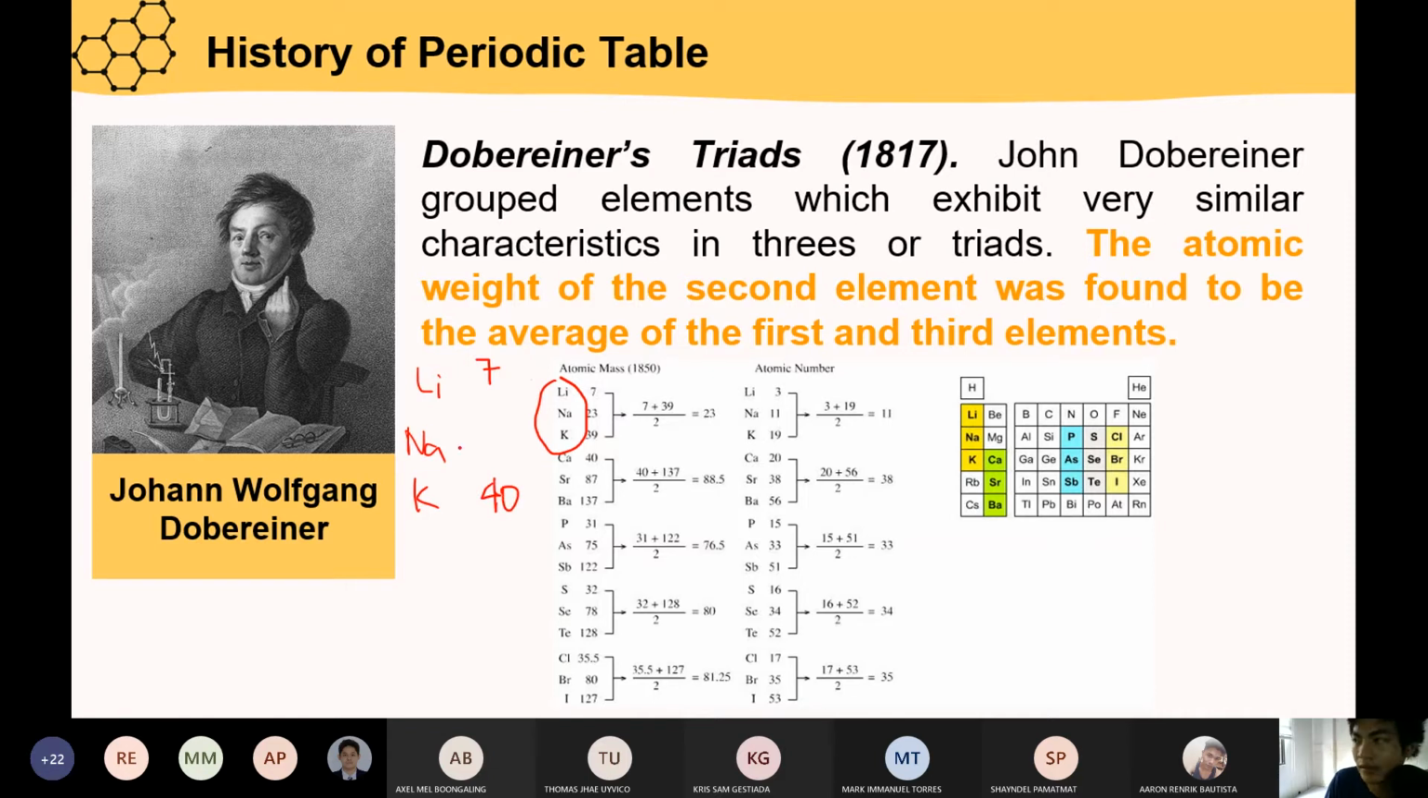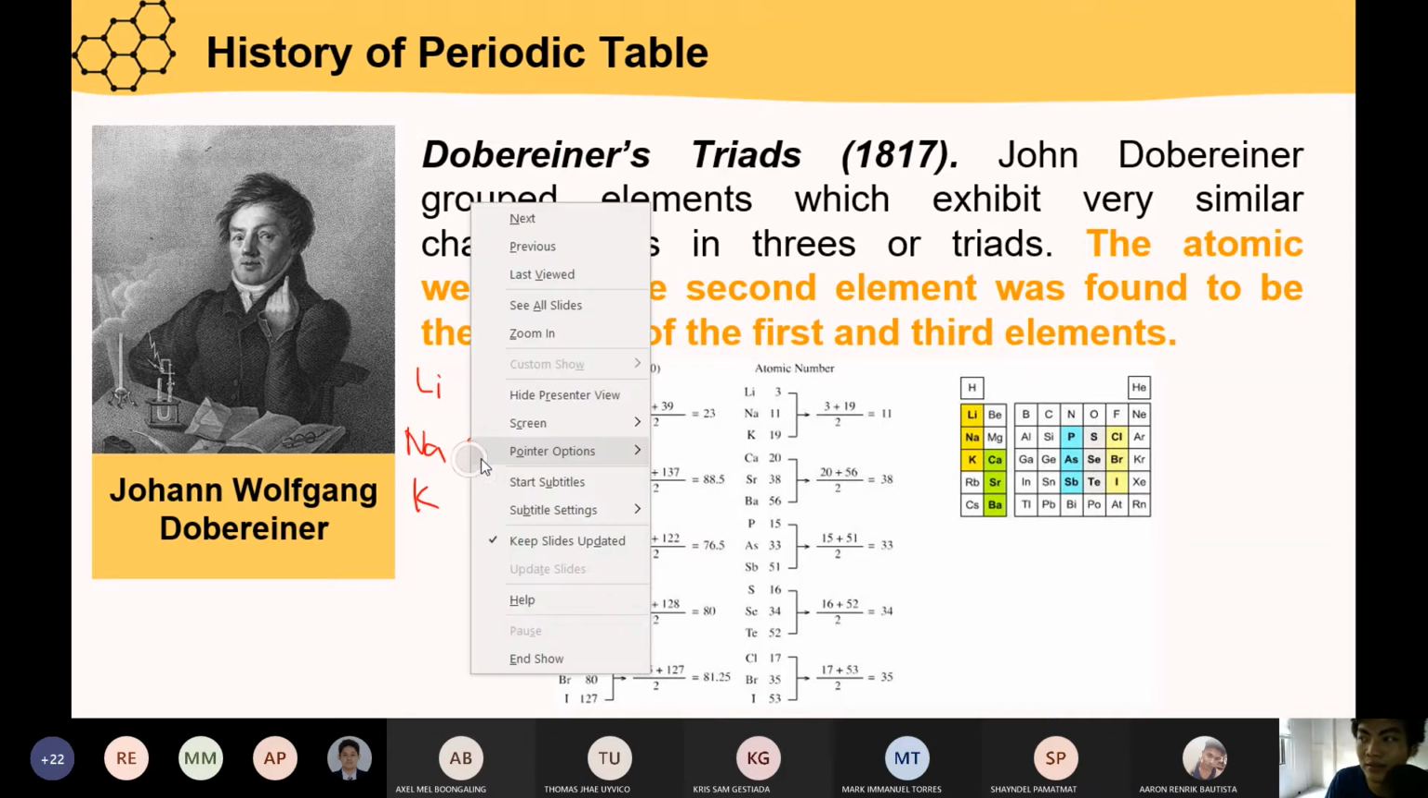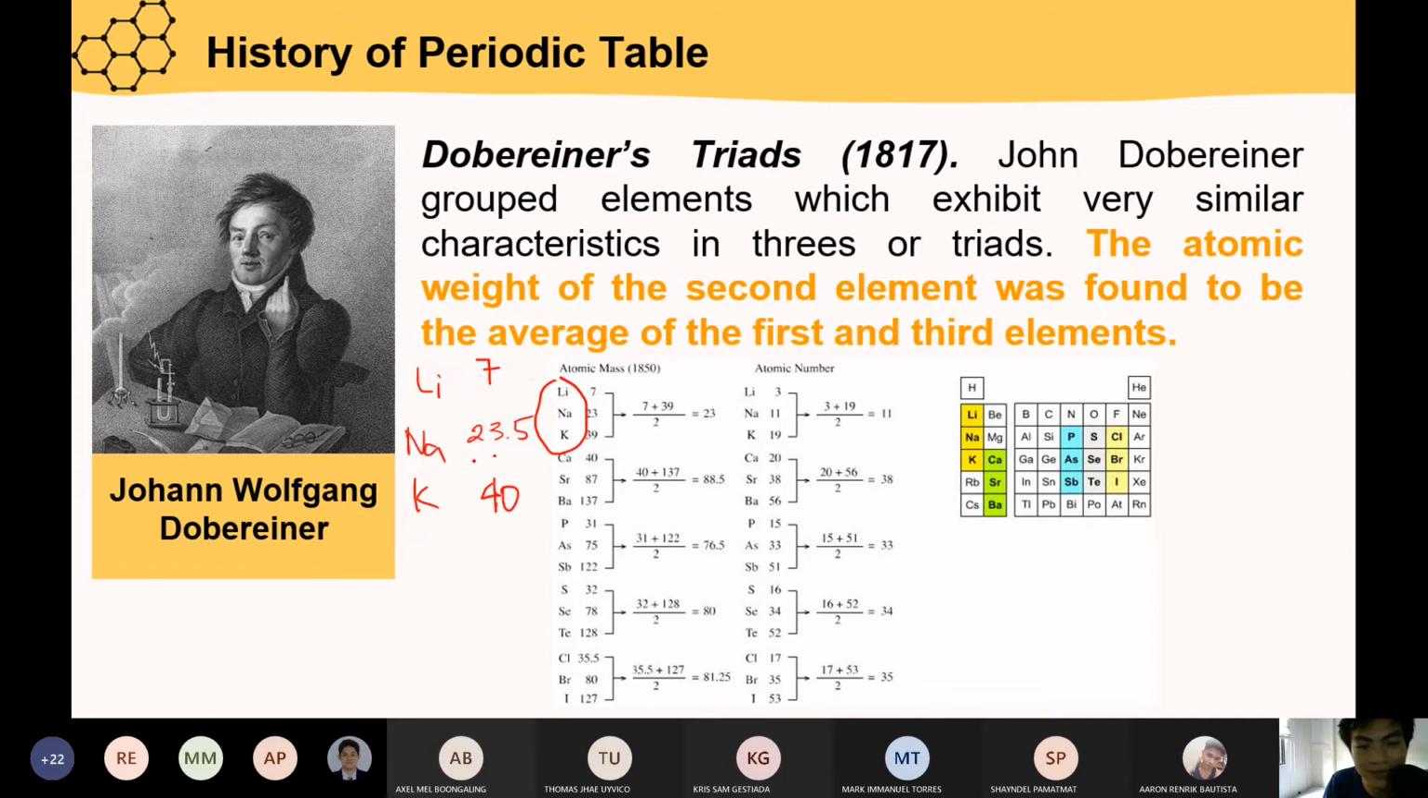Okay, so yan, 40 na lang. So if we take the average of the two, we can get the molar mass of sodium. Yun yung sabi niya. So tignan natin, 47 divided by 2, 23.5, di ba? 23.5. So, alam natin that the molar mass of sodium is 23. Okay? So, at least, medyo close, di ba? Yun yung something na na-discover ni Döbereiner.